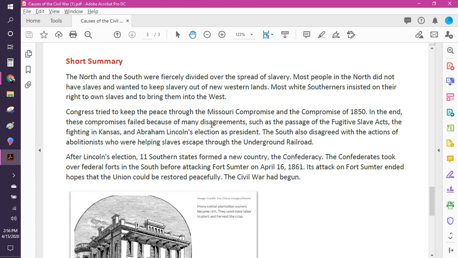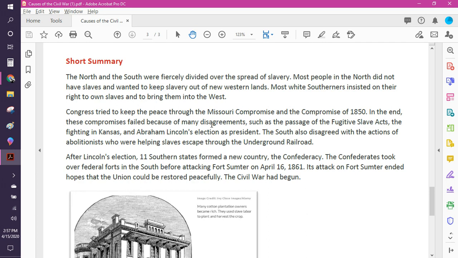in Kansas, and Abraham Lincoln's election as president. The South also disagreed with the actions of the abolitionists who were helping slaves escape through the Underground Railroad. So these are all different events that occurred that led up to the beginning of the Civil War. And we are going to focus on slavery, but these particular events also contributed to why we ended up in a civil war between the North and the South.